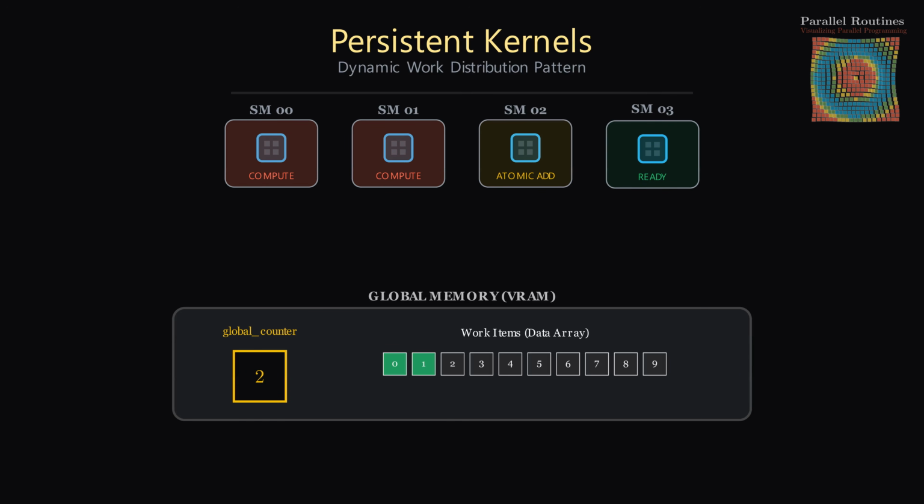The SM fetches its assigned data from global memory. Notice the green packet traveling from the array to the processor. Now the SM enters compute phase, processing its data. Meanwhile, other SMs continue fetching new work.